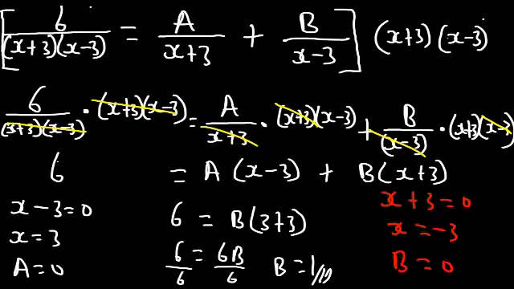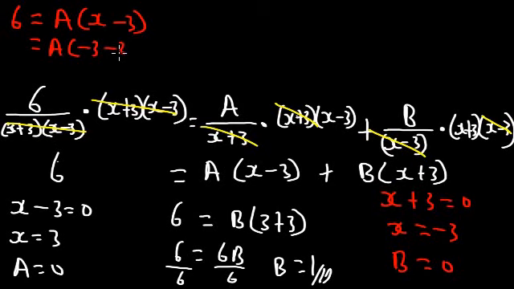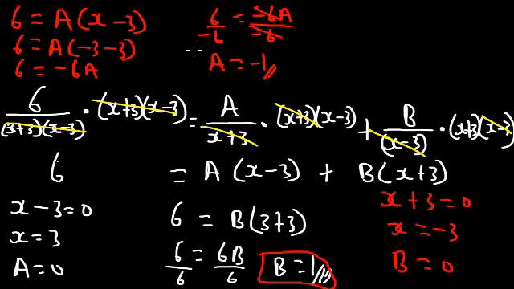So now we can set 6 equal to a multiplied by x minus 3. But the x is minus 3. So a multiplied by minus 3 minus 3. 6 equals minus 6a. Dividing 6 by minus 6, a equals negative 1. So these are the values of a and b respectively.